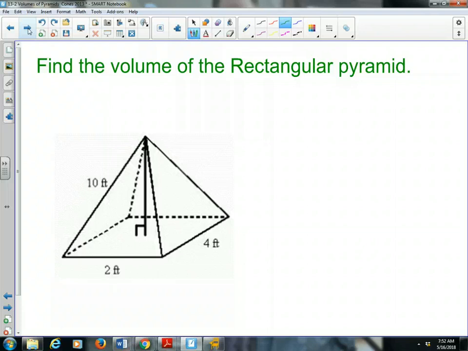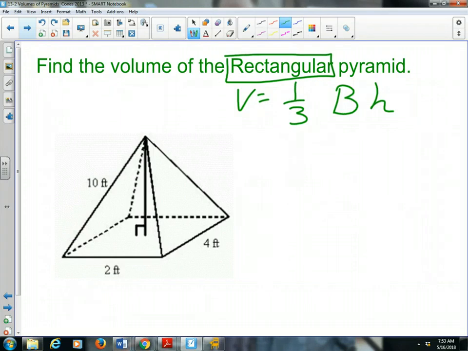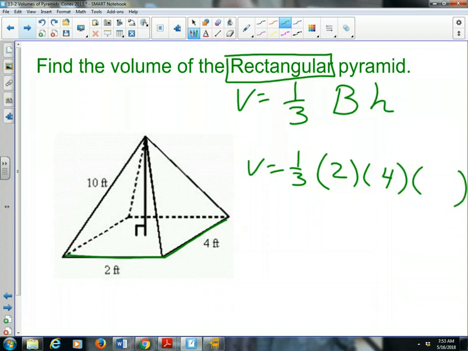Let's ramp up the rigor a little bit. It says find the volume of this rectangular pyramid. Well, to find the volume of a pyramid, it is 1/3 the area of the base times the height. Well, the area of the base should be pretty simple. It's a rectangle. So a rectangle, to find the area of a rectangle, it's just base times height. So it's just 2 times 4. That's easy enough, right? The volume equals 1/3 the area of the base, which is 2 times 4, multiplied by the height.